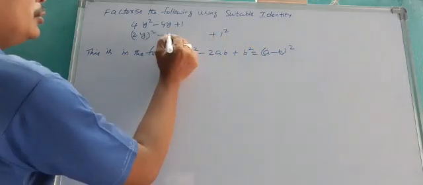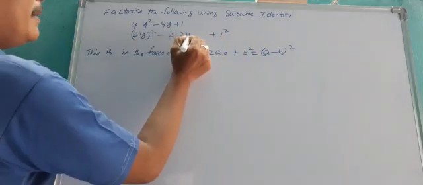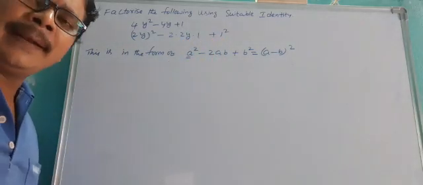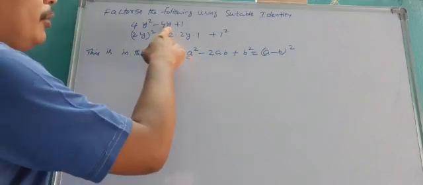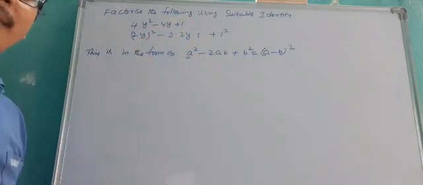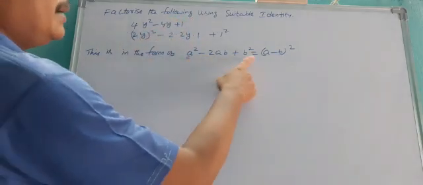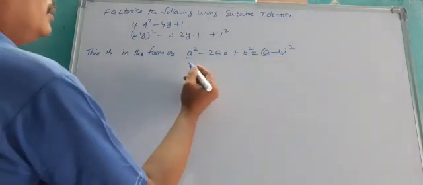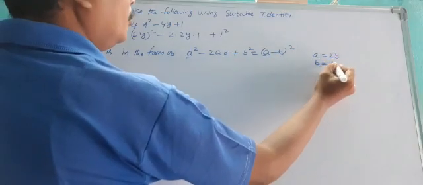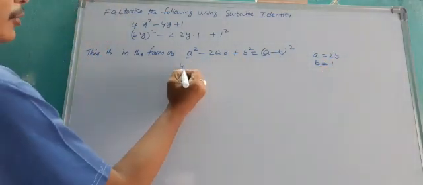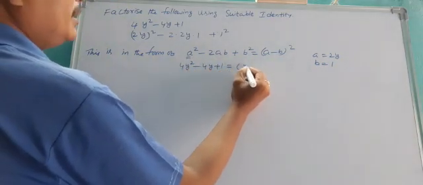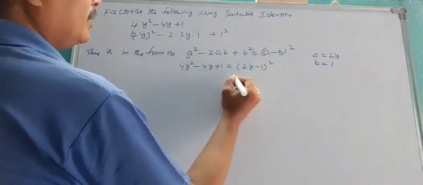The middle term is 4y. a means 2y, b means 1. 2ab, 2 into 2y into 1. Okay, so 2 2s are 4y, 4y. So very clear, they are in the form of a square minus 2ab plus b square. So here a equal to 2y and b equal to 1. Substitute it. So 4y square minus 4y plus 1 equal to (2y minus 1) whole square.